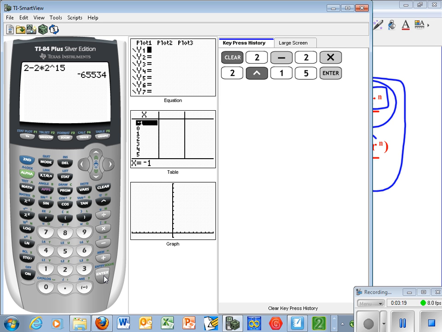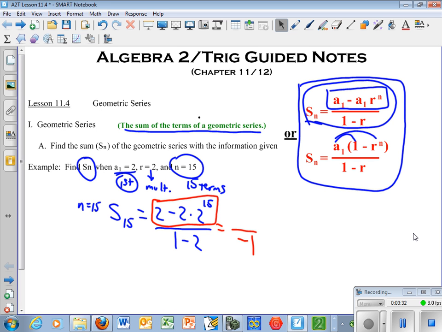Okay, so I'm doing the top there, and I get negative 65,534. So let's go back to this. That top gives me negative 65,534. If I divide by -1, obviously the two negatives cancel out. It's 65,534. And that would be the sum of the first 15 terms.